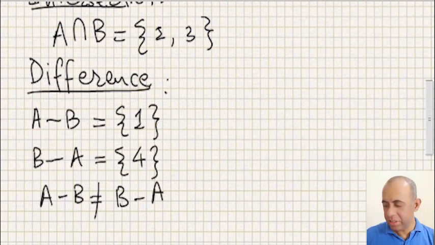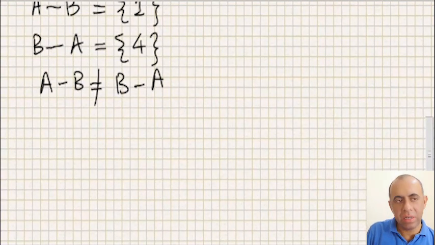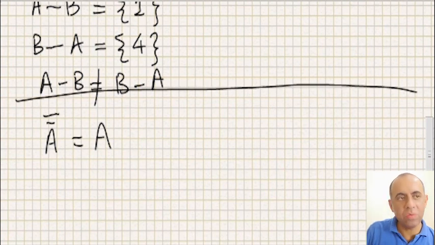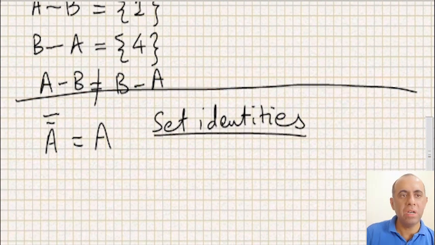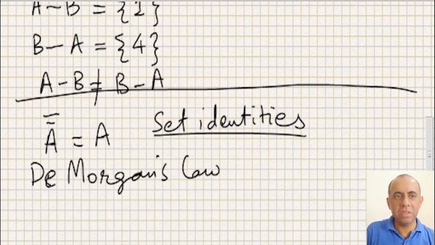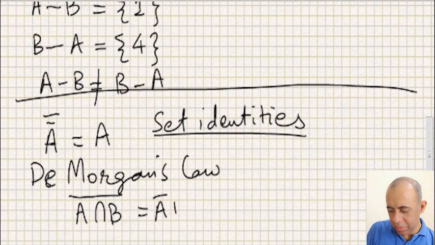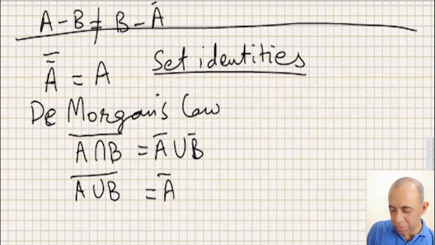So there are different identities of sets. I'm not going to go into the detail right now, but just to give you an idea that if you take complement of A 2 times, you get A back. So this is one of the set identities which is called complementation. Similarly, the De Morgan's law, and yes, De Morgan's law is the same as we did for propositions. So (A intersection B) whole complement equals A complement union B complement, and similarly (A union B) whole complement equals A complement intersection B complement.